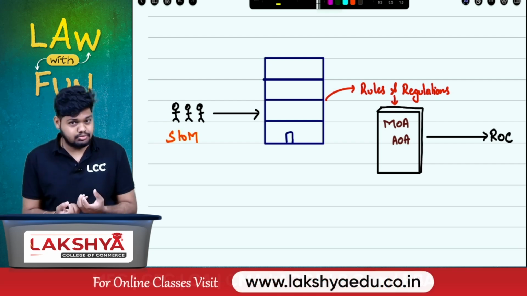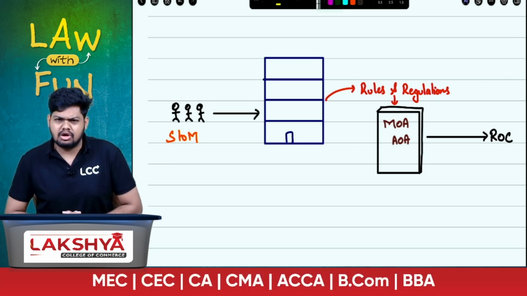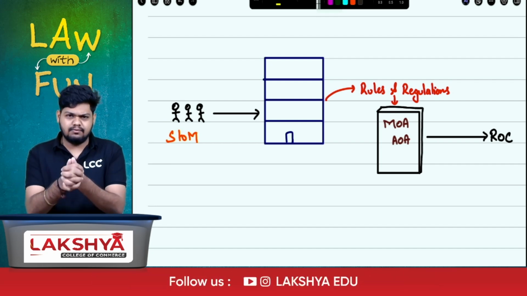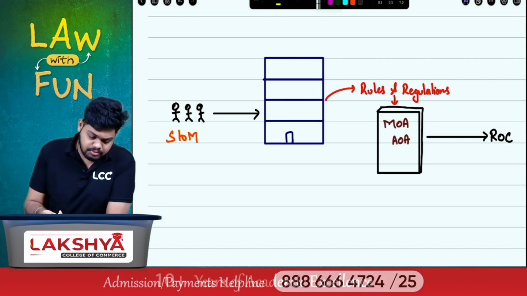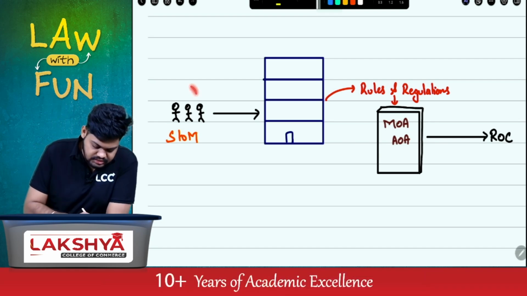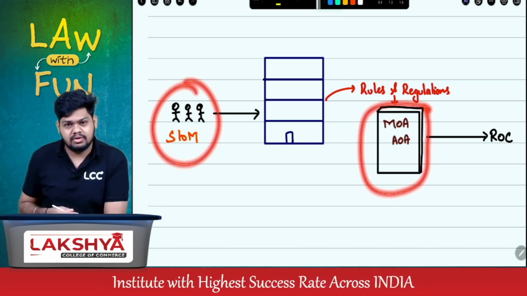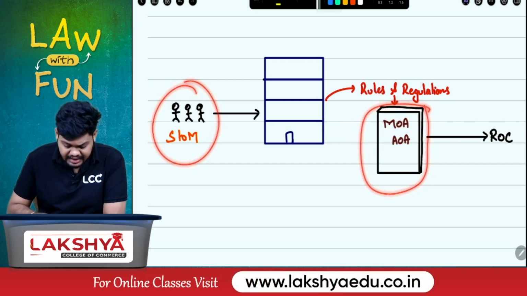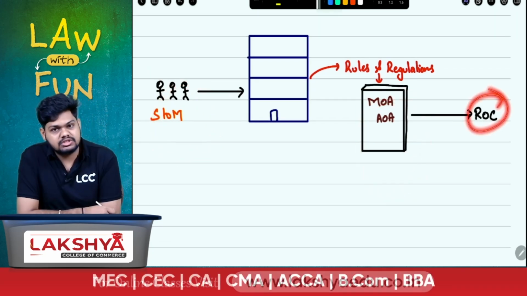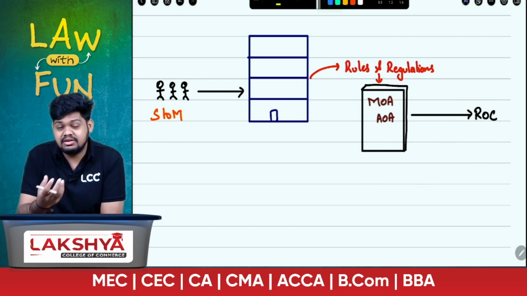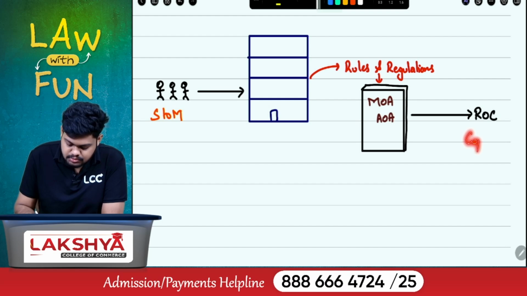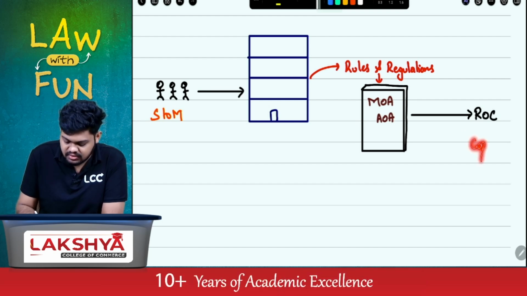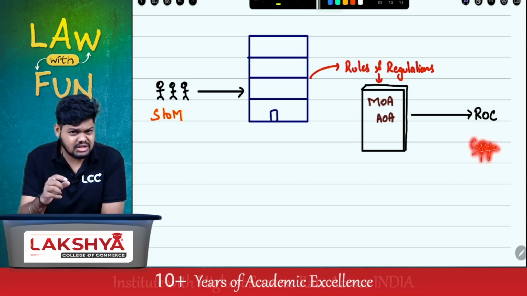The subscribers to the memorandum prepared multiple documents, out of which the most important and foremost documents were the memorandum and the articles. For the purpose of incorporation of this company, the subscribers prepared the MOA and AOA, the rules and regulations of the company, and delivered them to the ROC. And the ROC, rather than returning these books to the subscribers, kept a copy of these books available with the ROC, that is, in the MCA portal.